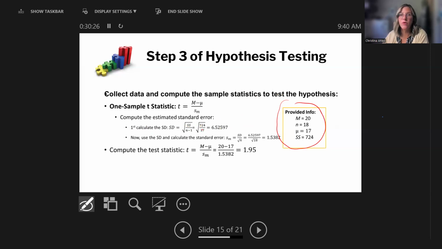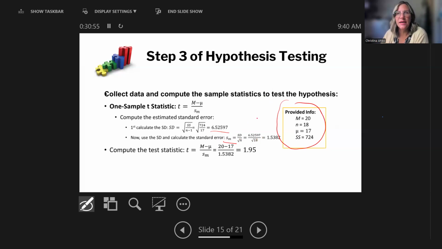So 724 divided by 17, take the square root, it's 6.52597. And I would keep as many decimals as possible just so that your answer is very accurate. Now you're going to take that standard deviation and calculate your error, as you can see. So standard deviation divided by the square root of n. So 6.52597 divided by the square root of 18.